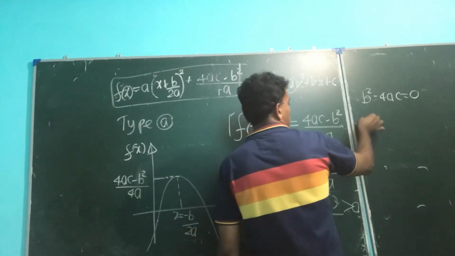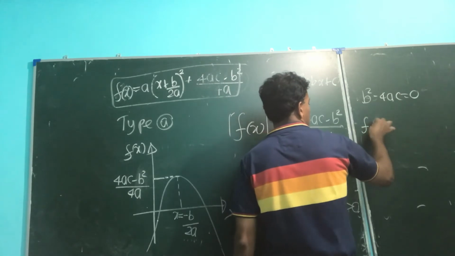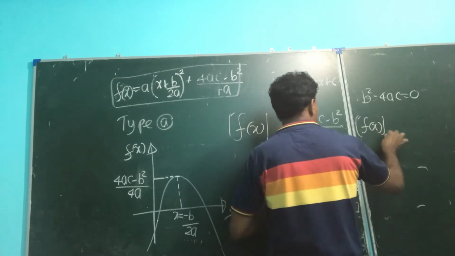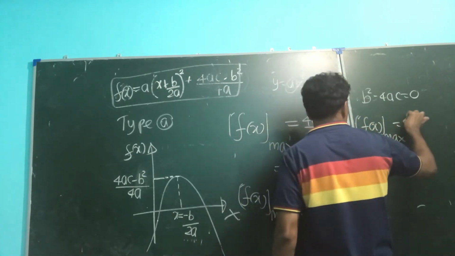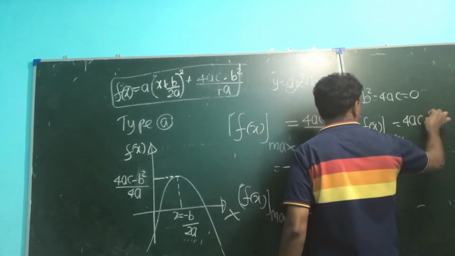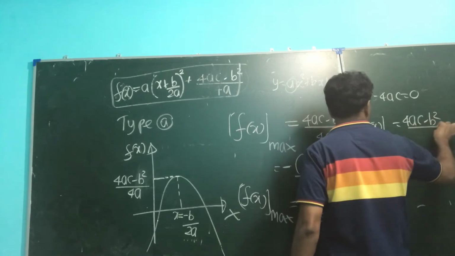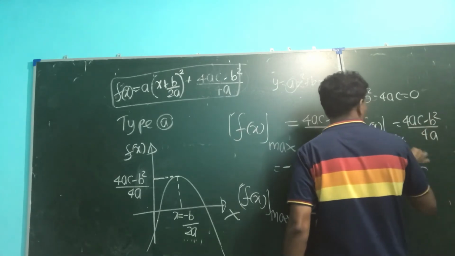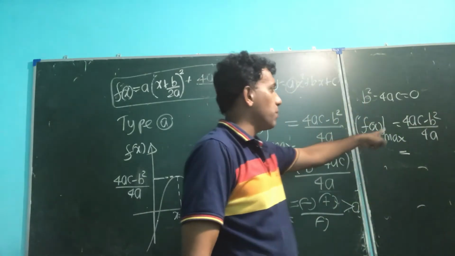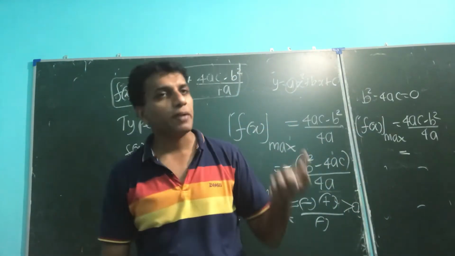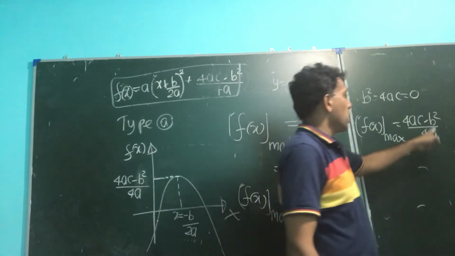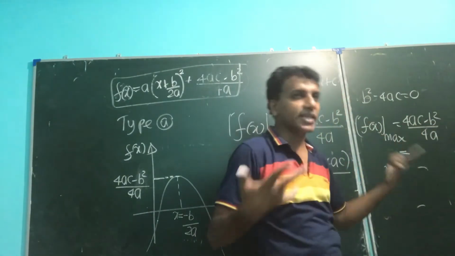See, what is f(x) maximum? The given function's maximum comes how? You know the standard general form for the maximum: 4AC minus B square over 4A. See what happened. If B square minus 4AC is 0, that means delta is 0. Completely the numerator is 0.